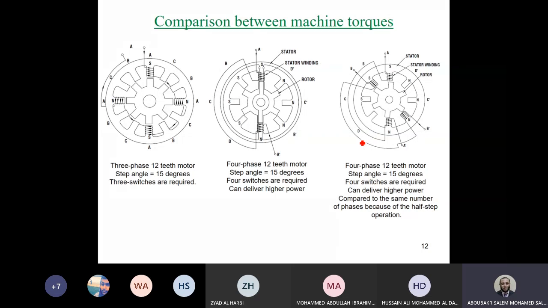So in this machine, it's very easy to change the machine rating with the same construction, based on the method that you are going to use for control. Are you going to use full step operation or half step operation, or are you going to make the phases 3 phase, 4 phase, or more than that? Okay, شباب? So this design is very flexible, and you can attain any required power and torque.